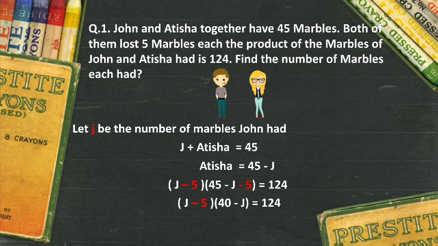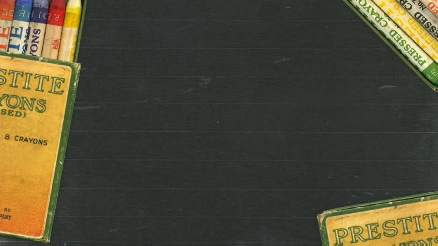Now all I have to do is open the bracket and solve it further. You already know how to open a bracket. Take the first term and multiply it with all the terms in the second bracket. J multiplied by 40 becomes 40J. J multiplied by J becomes J square. 5 multiplied by 40 becomes 200, and 5 multiplied by J becomes 5J, keeping all the signs in mind, is equal to 124. So this is what I would get.